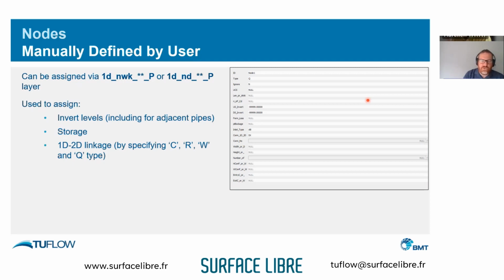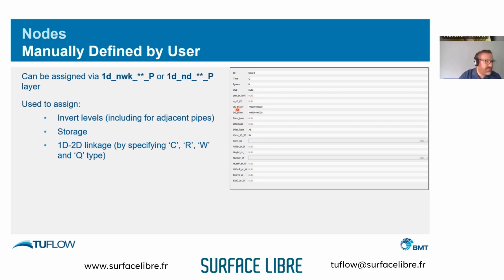manually assign storage. So in this instance, when we're assigning it using a 1D network point or a 1D node point, we've got quite simplistic approaches to represent storage. We would just use this length for NA parameter, and then our storage would be uniform across the height between the bottom of the node and the top of the node.